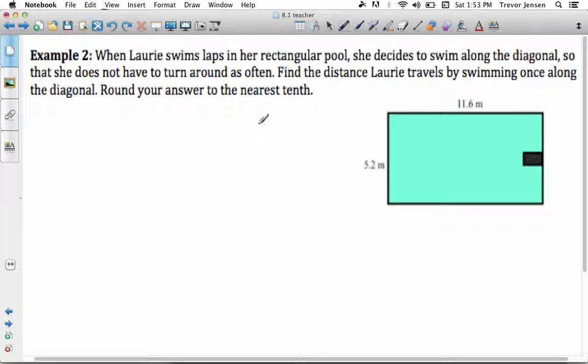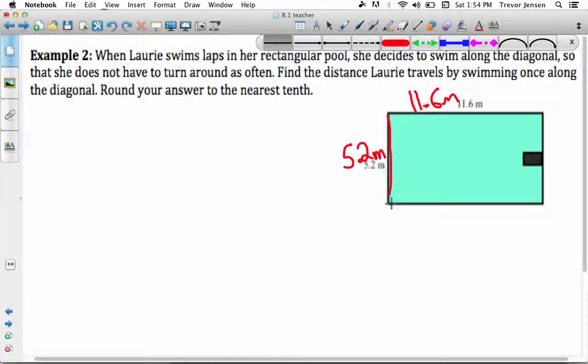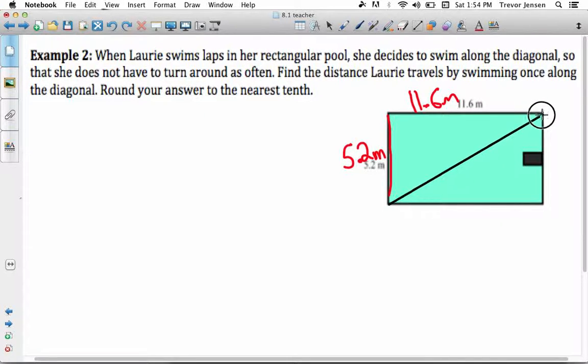Hopefully you can see these lengths. They're a little bit small. So basically it tells me that this length of the pool is equal to 11.6 meters, and this length of the pool is equal to 5.2 meters. The question is asking me if Lori swims the diagonal length of the pool, so from here to here, what is that length?